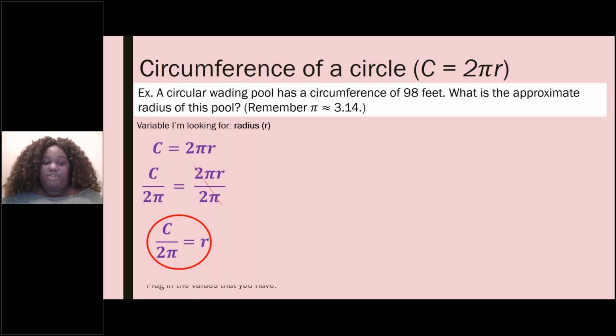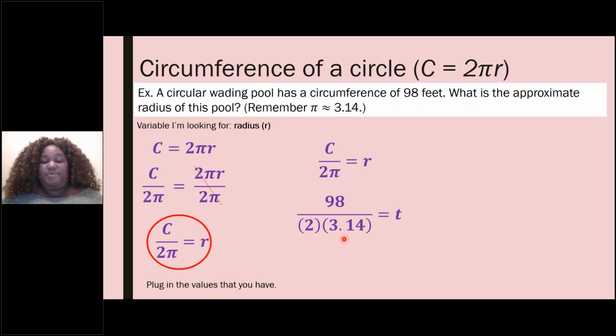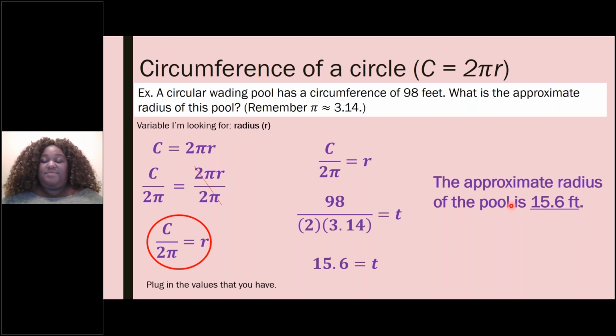And now, just like we've been doing, we plug in the values. So I wrote it over. So we knew that c, or the circumference in this case, is 98, divided by 2 times pi, where pi isn't going to change, 3.14. And so when you calculate that, you'll get, oops, excuse me, that should be r, sorry about that, 15.6. So the approximate radius of the pool is 15.6 feet.